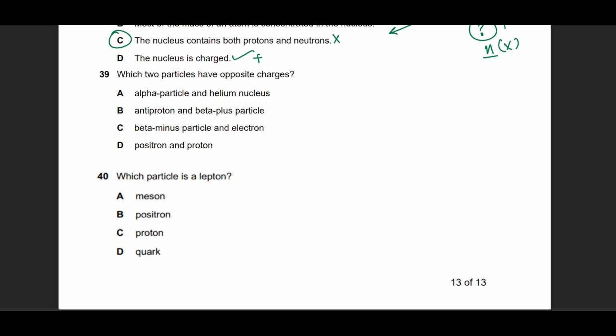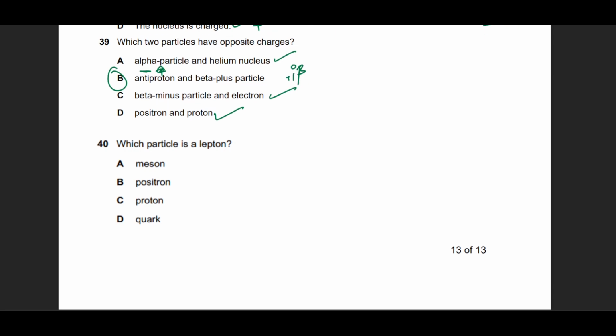Which particles are opposite charges? Alpha and helium are exactly the same. Beta minus and electron are exactly the same. Positron and proton have exactly the same charges. Beta plus and antiproton are opposite to each other because proton has a positive charge but antiproton will have a negative charge. Beta plus has a positive charge and is called a positron. The lepton family is positron, electron and neutrinos, right? So neutrinos and antineutrinos belong to the family of lepton.